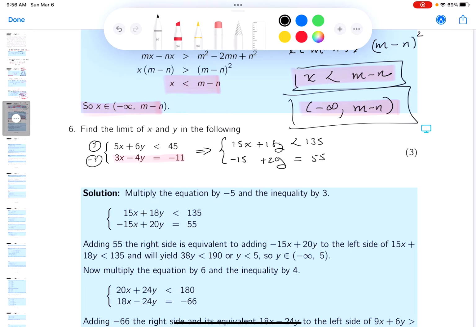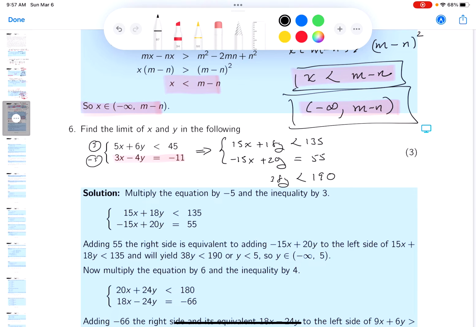Now what's nice about this is that 55 is identical to minus 15x plus 20y. So basically I can add it to both sides of that inequality without any effect on it. And what would you get? You would get 38y less than, I want to repeat, we're adding 55 to both sides of that inequality, and 55 is the same thing as minus 15x plus 20y. It's identical to it. And what do you get there? Well, you get 190.